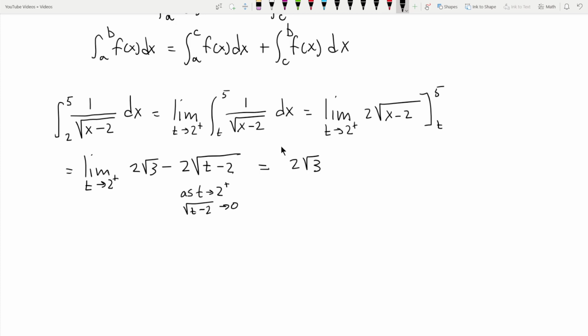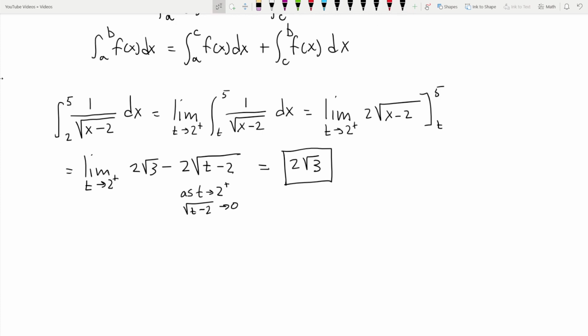So this one is finite. This antiderivative converges and has a finite area. It's a positive function, so we can interpret that as the area under the curve being finite.